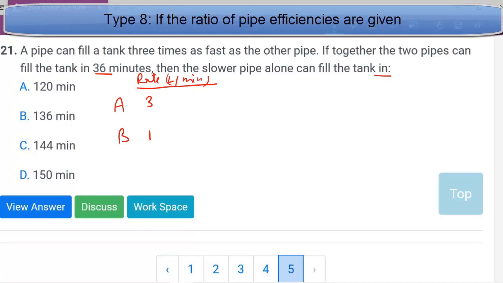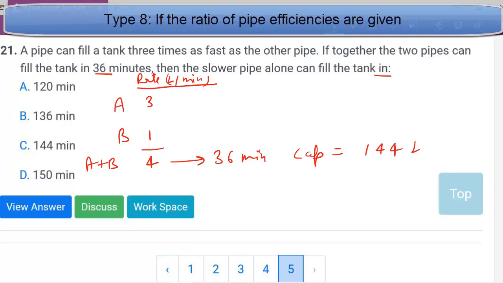Now combining these two, A plus B can fill 3 plus 1, that is 4 liter per minute, and together the two pipes can fill the tank in 36 minutes. So together they are filling 4 liter per minute and the tank is filled in 36 minutes. So from this you will get the total capacity is equal to 36 into 4, that means 144 liter, right?